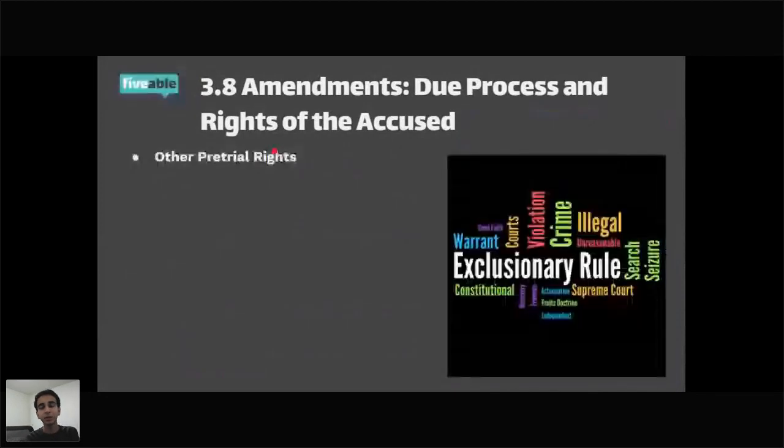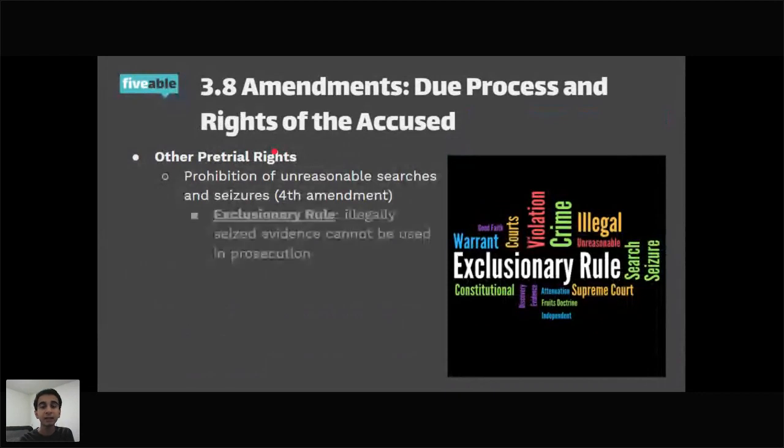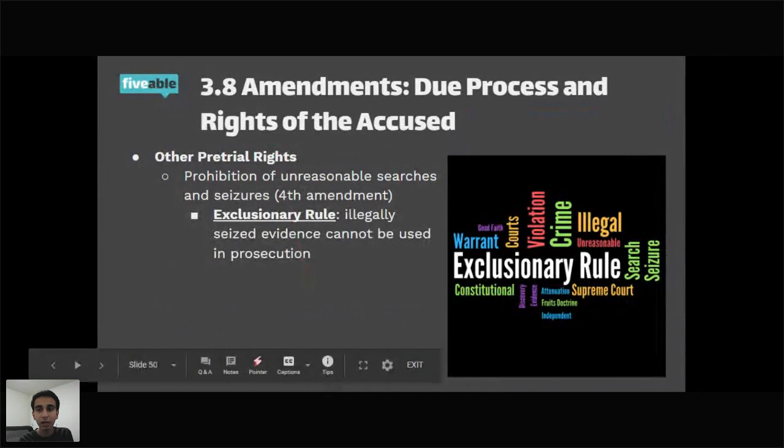The other thing that I wanted to talk about is more with the amendments. So in terms of pretrial rights in the 4th Amendment, there's a prohibition against unreasonable searches and seizures. The exclusionary rule basically says that illegally seized evidence cannot be used in trial. So if they don't follow the rule, which says you can't search and seize without a warrant, and then they get evidence that goes against you, they can't use that against you in trial because of the exclusionary rule.